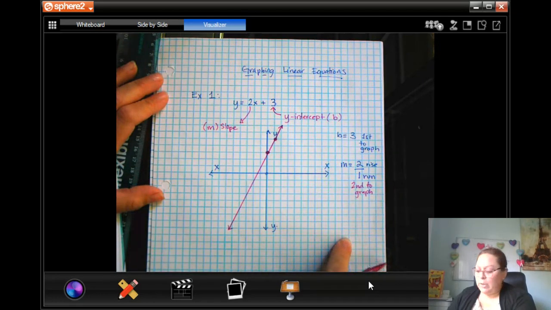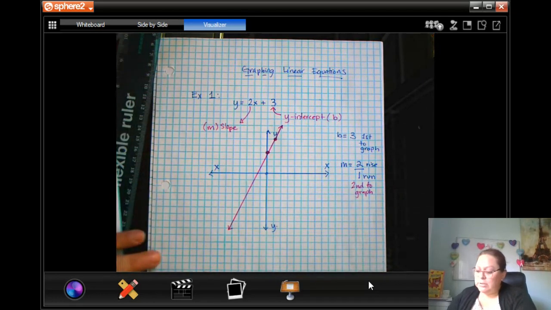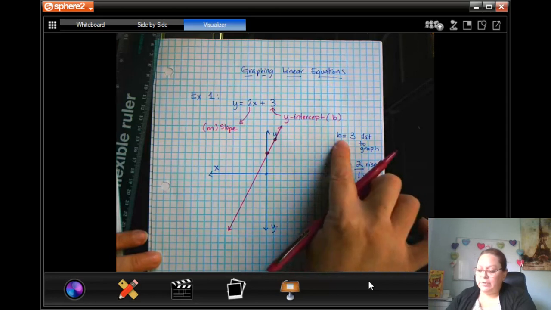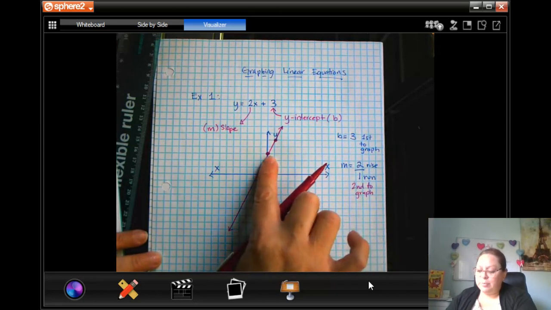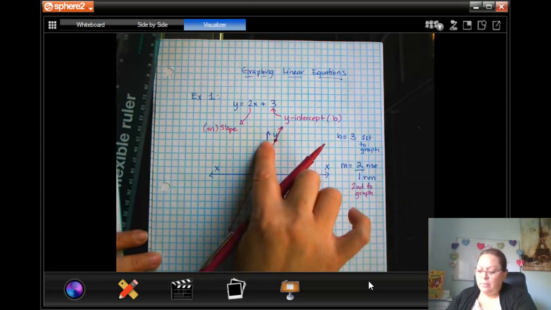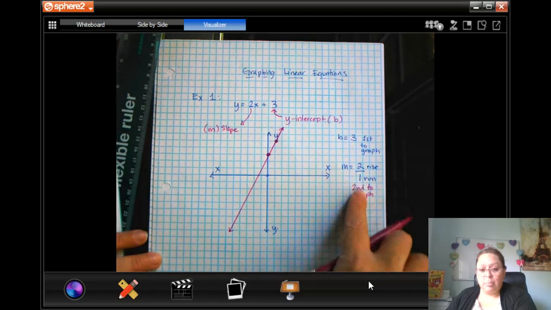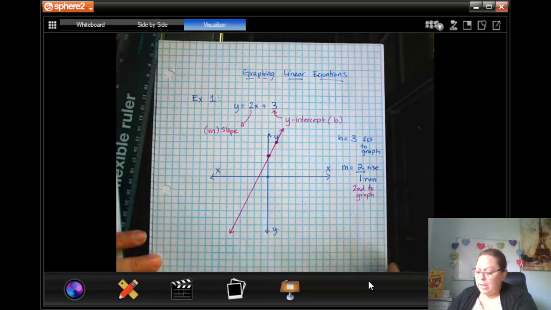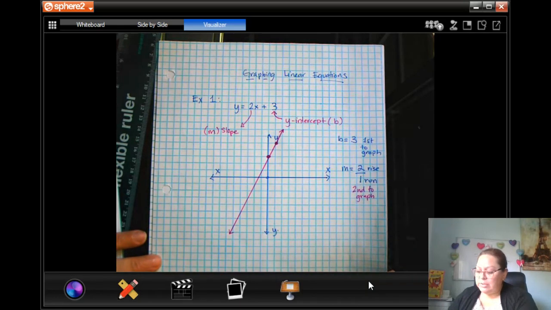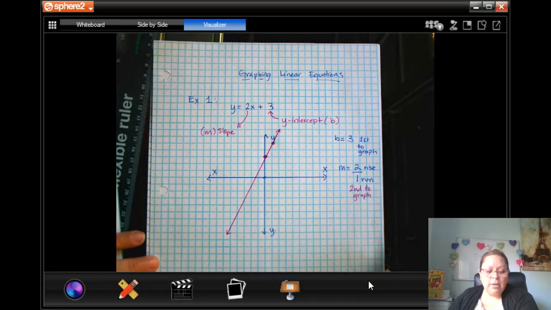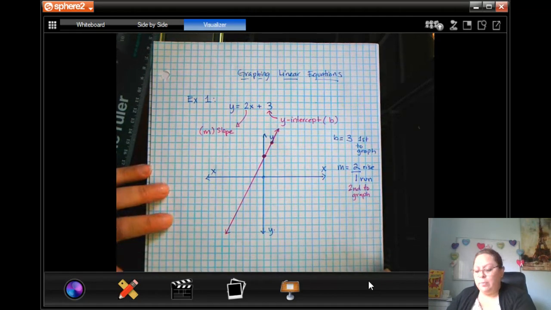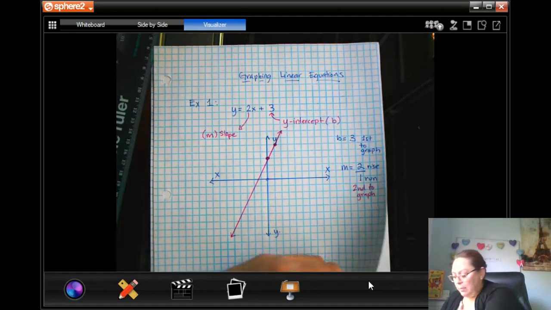Okay? So just kind of take a look at that. The first and the second point. Here's the first point at 3. Rise 2 over 1. That will give you the second point. All right? Let's go ahead and go to the second example. Now, in the second example I'm going to give you, it's going to have a system.